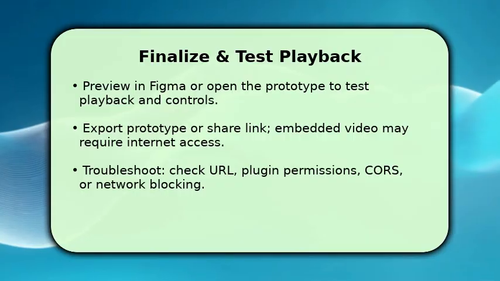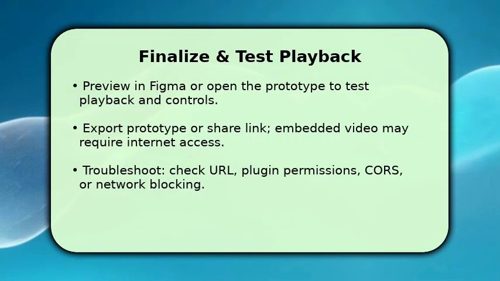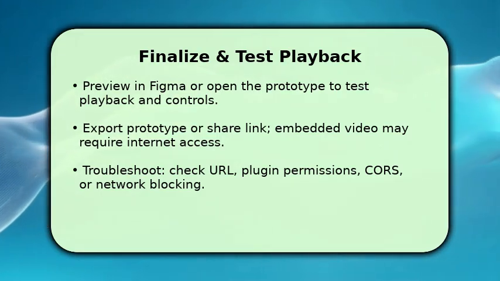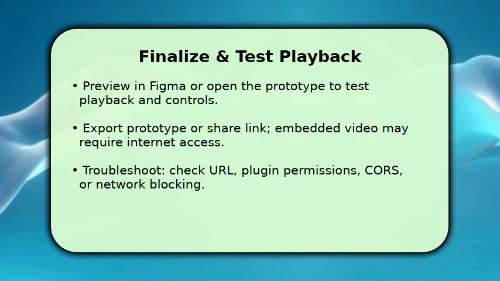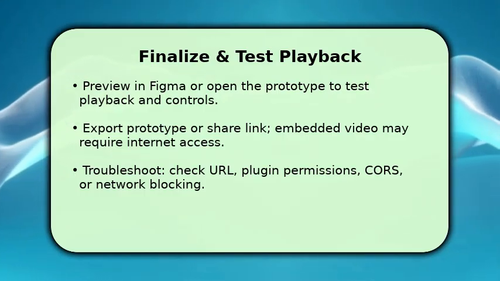If playback fails, first recheck the YouTube URL and plugin permissions, then ensure CORS or network blocking isn't preventing the stream. If needed, reinstall the plugin or try an alternate embed method and test again immediately.